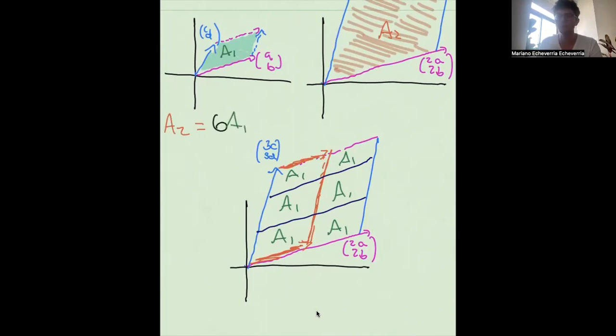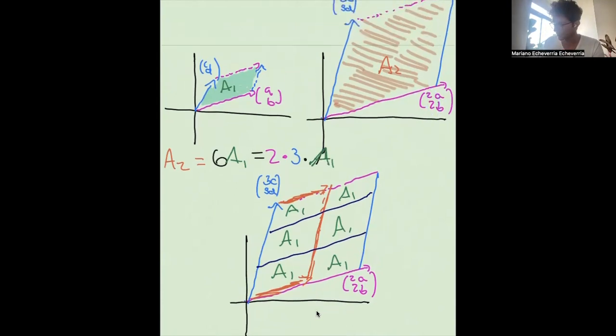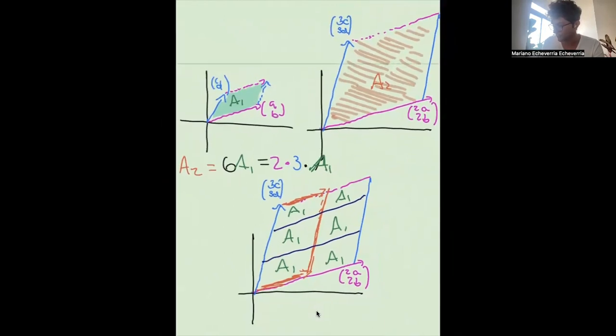But what is 6? It's 2 times 3. That's a better way to see it. So let me put it as 2 times 3 times A1. Why am I writing it this way? Because if you notice, the first vector was multiplied by a factor of 2, and the second vector was multiplied by a factor of 3. So essentially, this is true regardless of the numbers I had chosen.